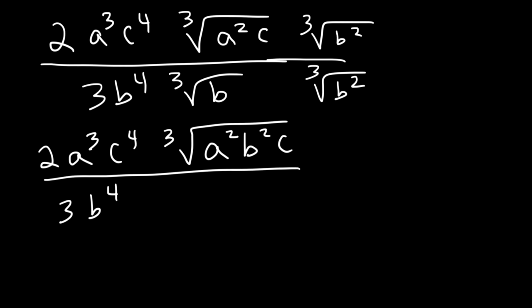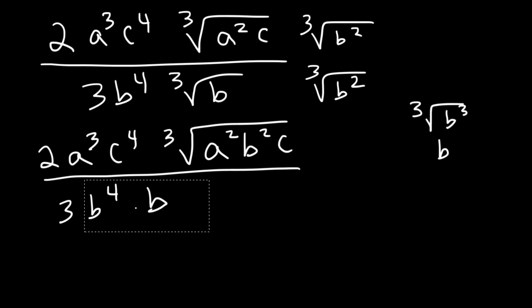And then let's focus on this part. b times b squared is b to the 3rd, and the cube root of b to the 3rd will become b. So this is going to be b to the 4th times b, which we can combine as b to the 5th.